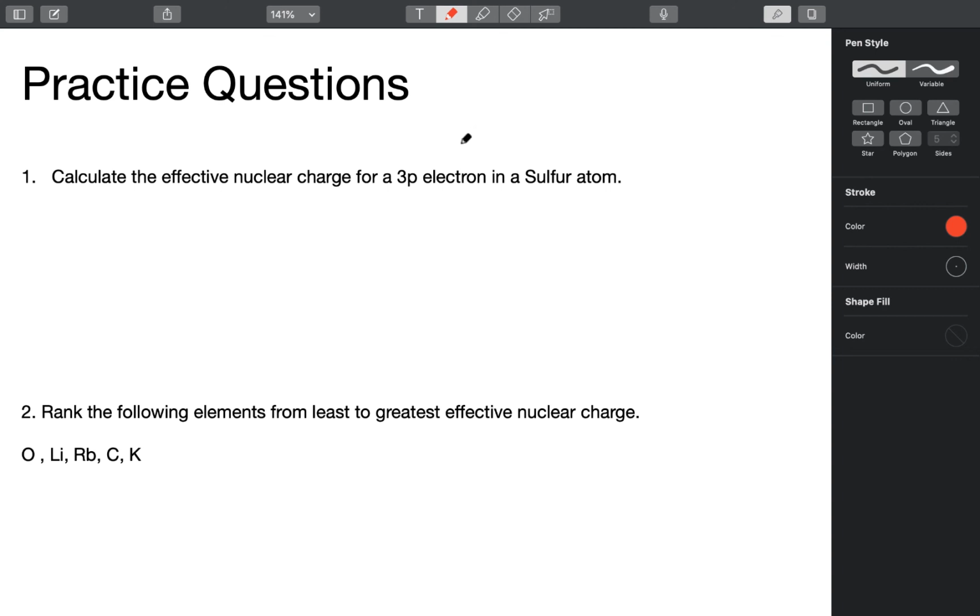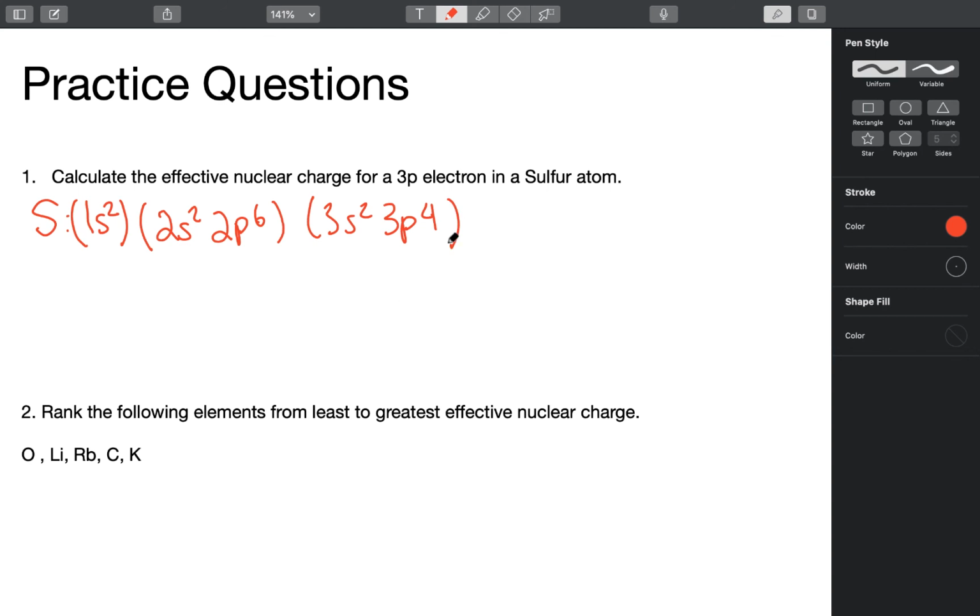So the first thing that I ask you to do is to calculate the effective nuclear charge for a 3p electron in a sulfur atom. So the first thing that you got to do is write out the correct electronic configuration and the correct groupings. So you start out with 1s2 as its own group, and then you have 2s2, 2p6 as its own group, and then 3s2, 3p4 as its own group.